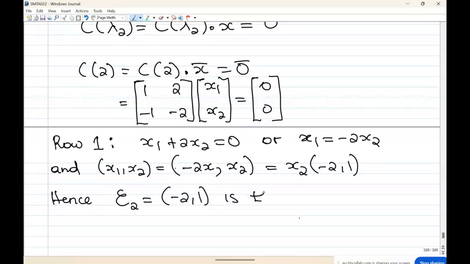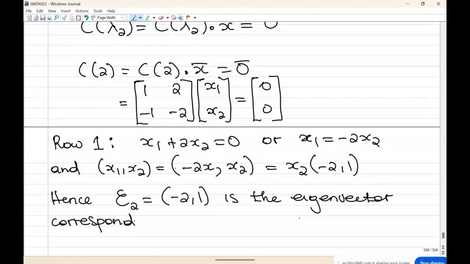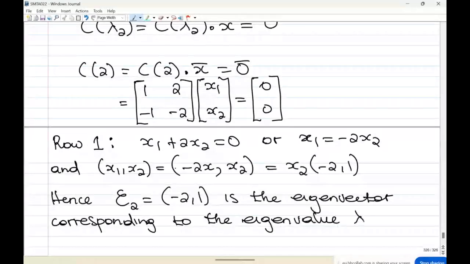This is the eigenvector corresponding to the eigenvalue. Remember, the eigenvalue is lambda 2, which is equal to 2. Or I can simply write corresponding to the eigenvalue lambda 2.